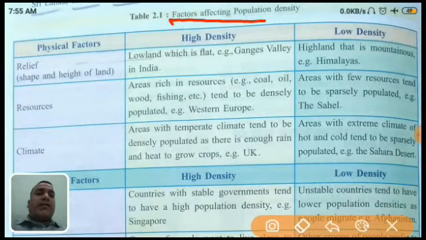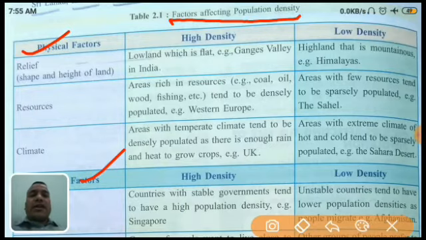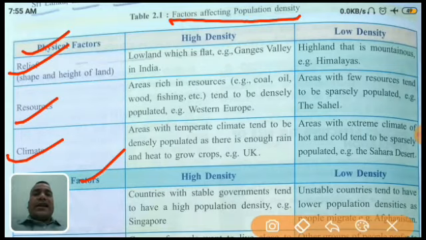Factors affecting the population density. There are two types of factors. First is the physical factors, second is the human factors. In the physical factors, there are three: relief, resources, and climate. First, relief. Relief means the land structure, which I already explained. The plain is very highly inhabited, the mountain is much less inhabited. This is the shape and height of the land. That is relief.